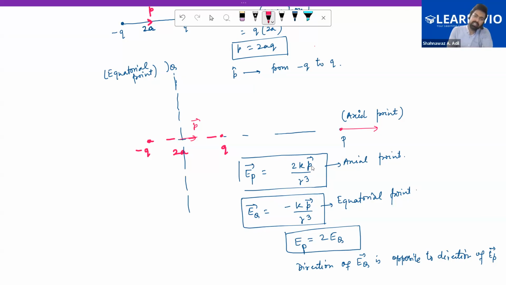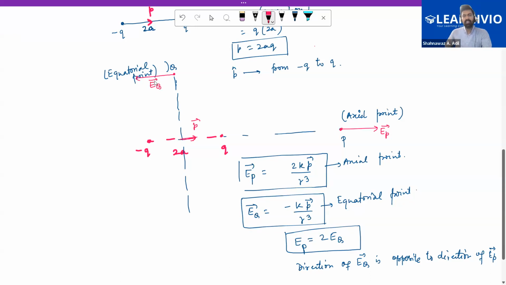So we see that whatever the direction of the dipole moment, the electric field at any axial point would be in the same direction as the dipole moment, right? Similarly, if we calculate the electric field at the equatorial point, let's say here, what is the direction of the electric field at this point? We have minus P direction, so that would be in this left direction, right?